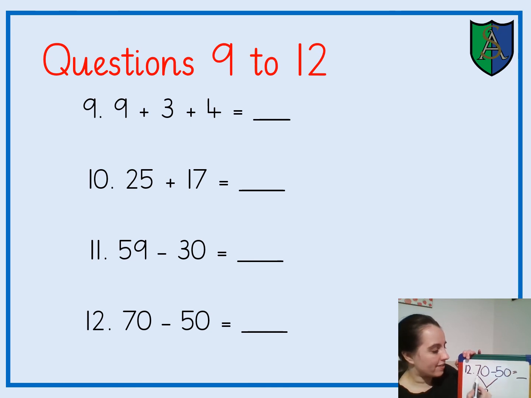So if I know that 7 take away 5 is 2, then I also know that 70 take away 50 is 20. Okay, then our 1s, we haven't got any ones there and no ones there, so 0 ones, take away 0 ones is nothing at all. So let's not write anything in there. So our answer is 20. Brilliant. So if you got that one correct, you may give yourselves a big tick too.